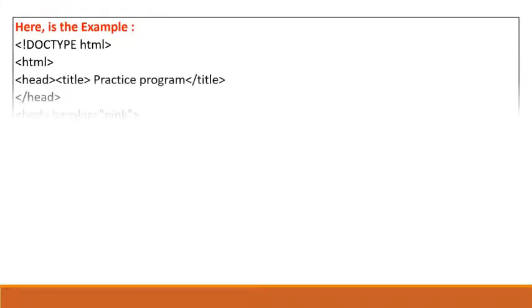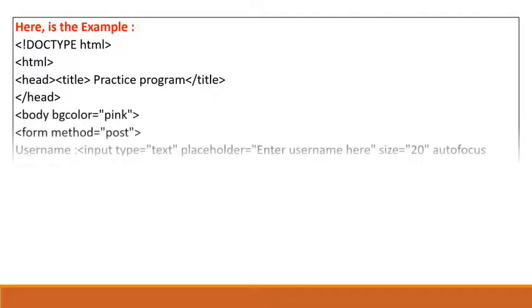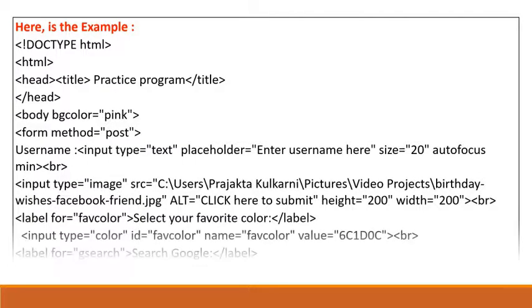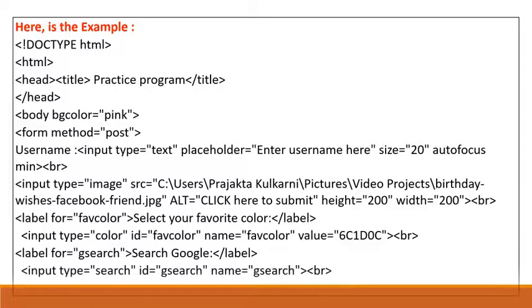Now you know always your HTML program starts with doctype HTML, HTML, head, title. This is a practice program, so slash title, slash head. Then I have given body, bgcolor is equal to pink. Then always you have to use form method is equal to post, because the post method is used to submit the information. Now here I have used username, input type is equal to text. Now see the placeholder is equal to enter username here. Placeholder tells you what you want to enter in the text box. So the user will understand what kind of information is entered in the text box.